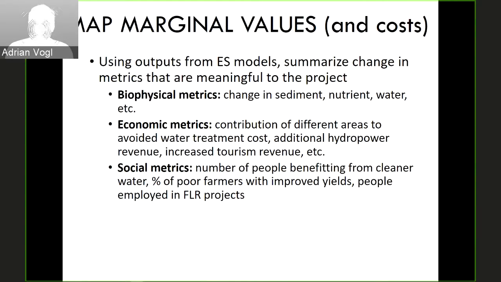And they can also be expressed in social metrics that don't have a monetary value, such as you could take those results from the change in sediment and the people dependent on untreated water to produce a map with the metric being the number of people benefiting from cleaner water, or you could have the percent of poor farmers with improved yields, or people employed in FLR projects. So thinking about social metrics as a way to express these marginal values is another way to really connect the project results to the concept of ecosystem services and then also to the goals of the ROAM assessment.